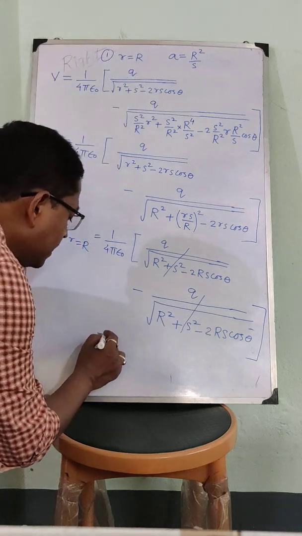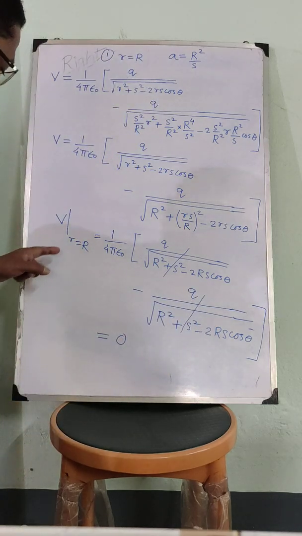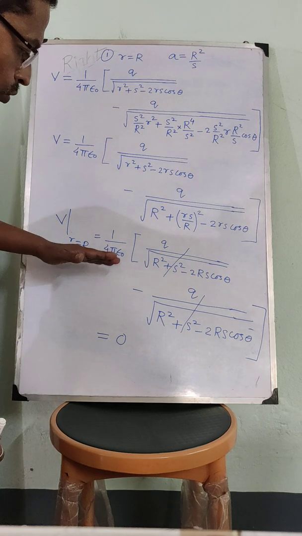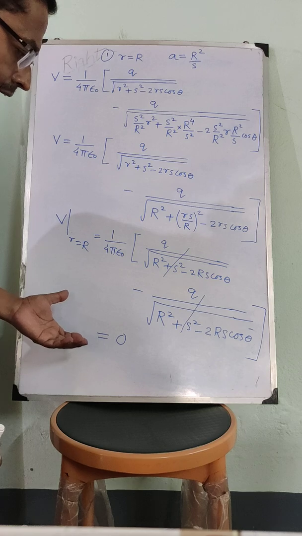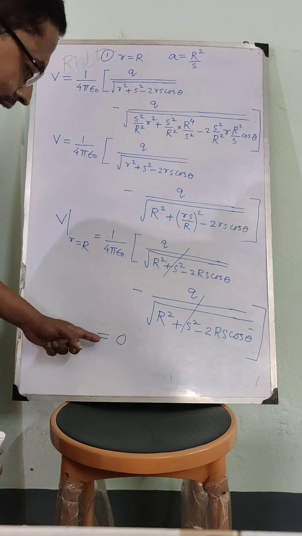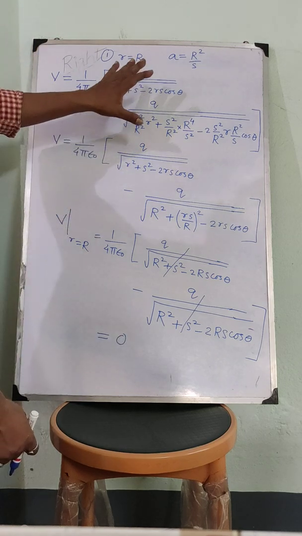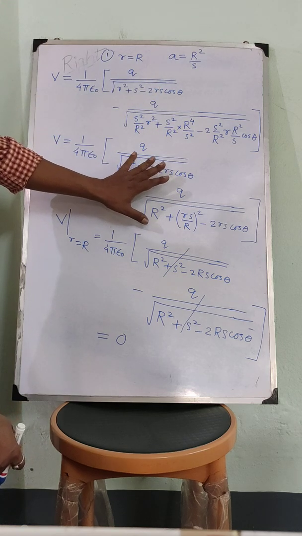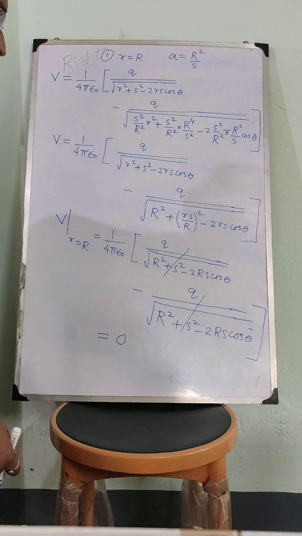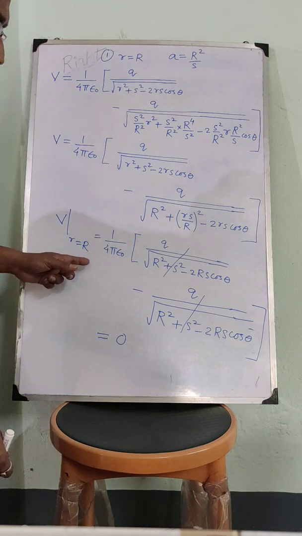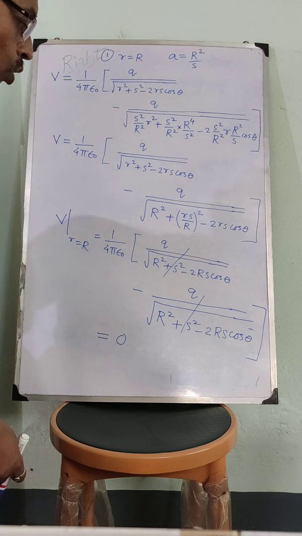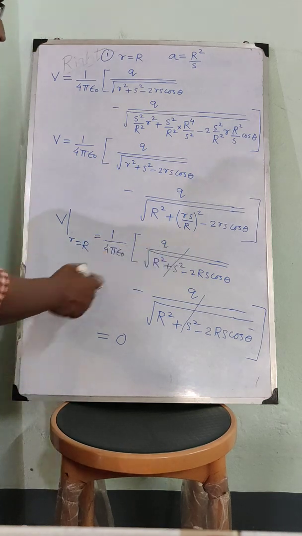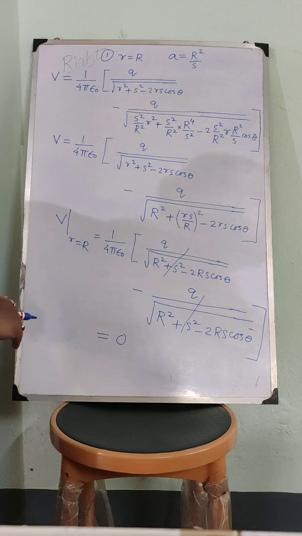and V is equal to 0 when we have small r equal to capital R. That means when we are on the surface of the sphere, the potential is 0. So the expression of the potential which I have written down here is satisfying the first boundary condition, that is, on the surface of the sphere the potential should go to 0. Now we will see what happens to the next boundary condition.